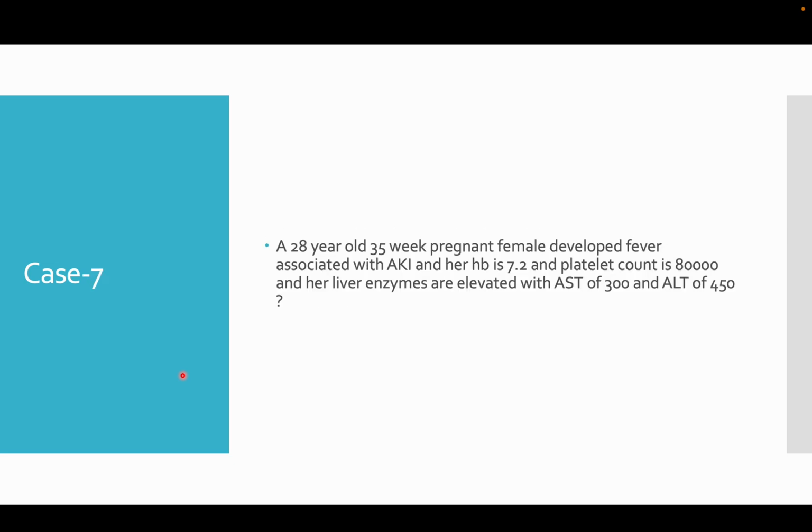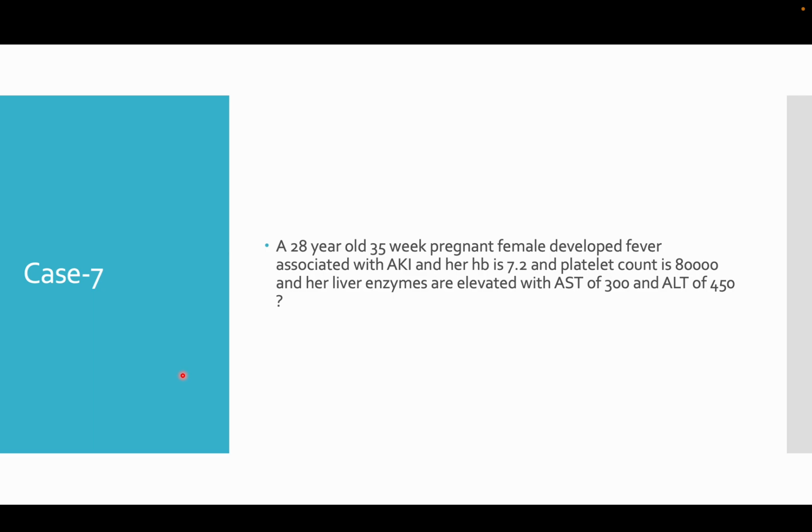A 28-year-old, 35-week pregnant female developed fever associated with AKI, and her Hb is 7.2 and platelet count is 80,000. Her liver enzymes are elevated with AST of 300 and ALT of 450. So what is this case? Generally in pregnancy you know about HELLP syndrome, preeclampsia, eclampsia, acute fatty liver of pregnancy. I am not going to discuss the rest of them. The first thing is HELLP syndrome, so this is a case of HELLP syndrome.